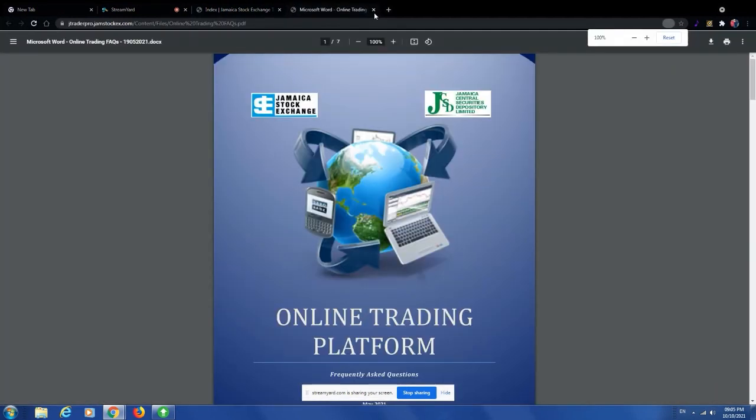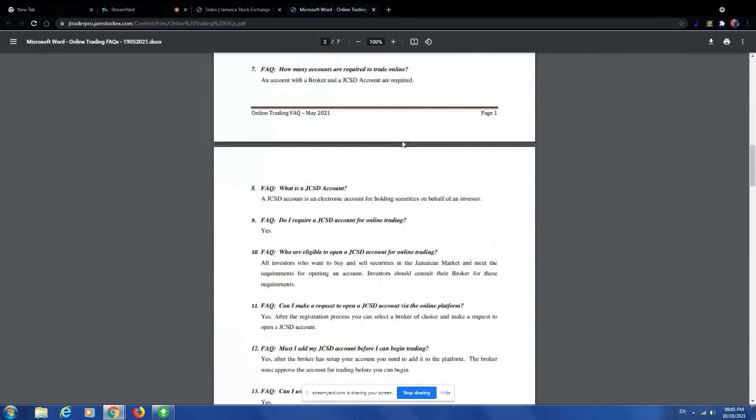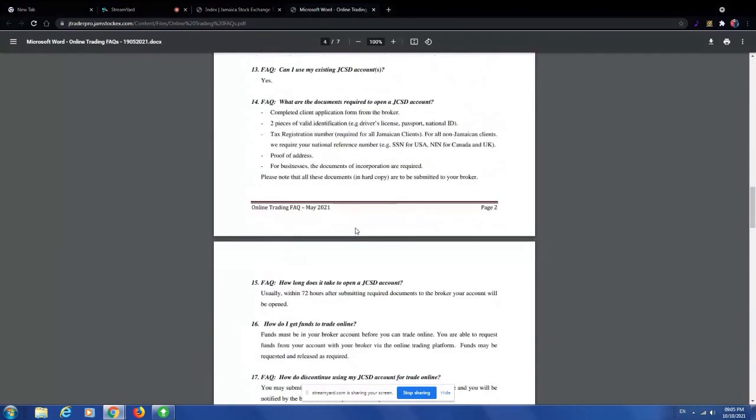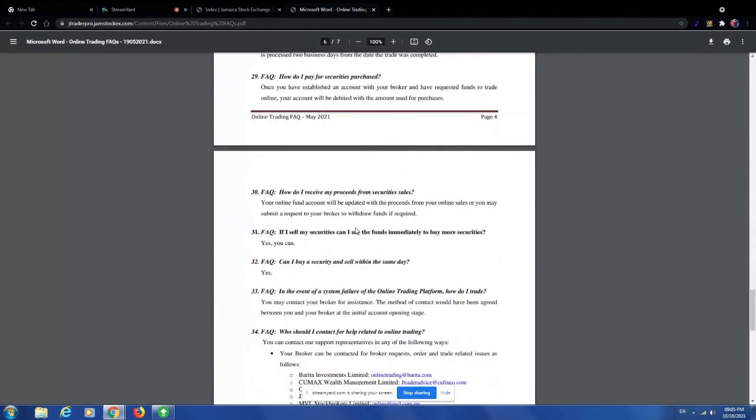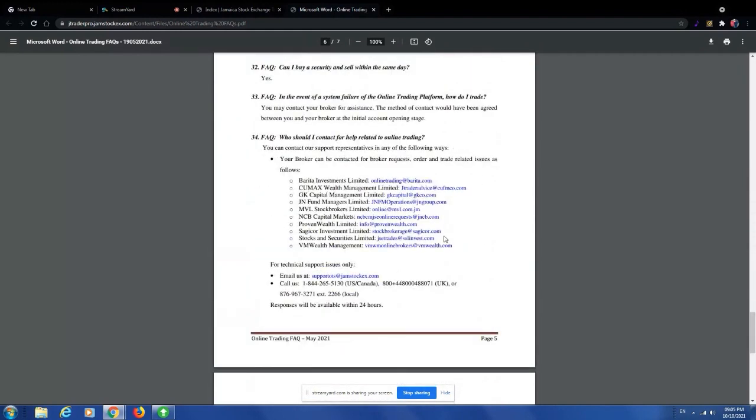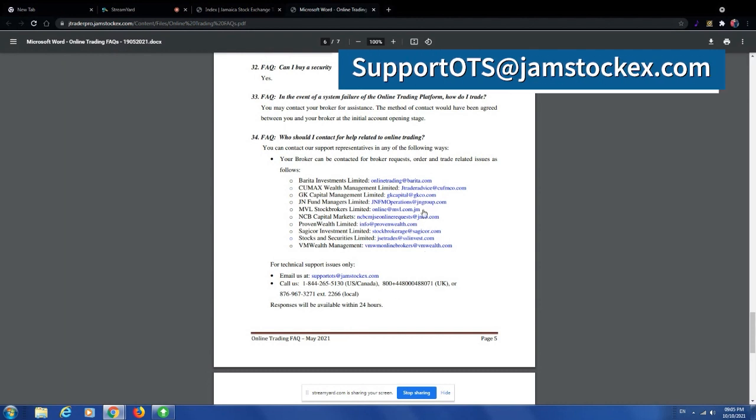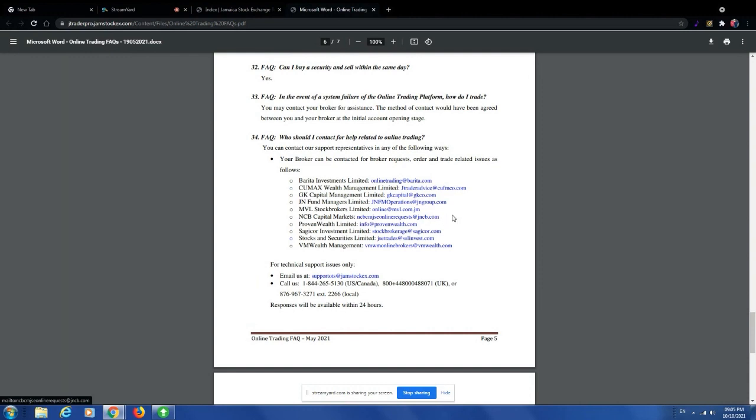It tells you the trading platform information, and it tells you how you're supposed to follow the process. And it actually tells you who you're supposed to send emails to right here, in relation to approving the funding request or not. And see, the email right here, support ots@jamstockex.com. And there's a number to call and so on. And this is recent, May 2021. So you have no excuse as to who you can contact, and your brokers at least should be able to say, hey, we got your request, we need to blah, blah, blah.